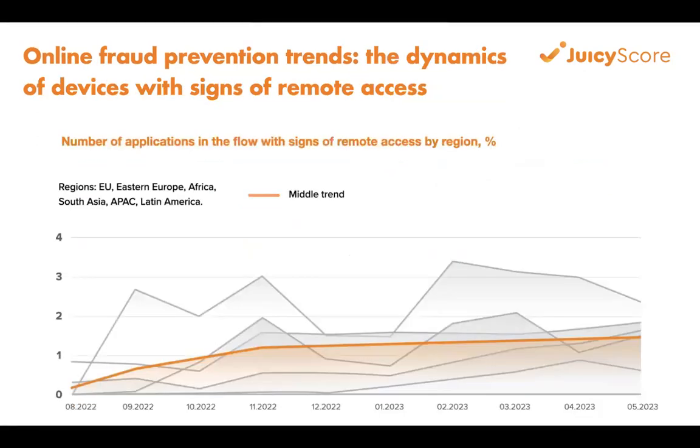The dynamics of devices with signs of remote access is that the number of applications in the flow with signs of remote access, by region and by percentage, follows this fluctuation in statistics. The regions are Europe, Eastern Europe, Africa, South Asia, APAC, and Latin America, where the orange line is the middle trend itself.